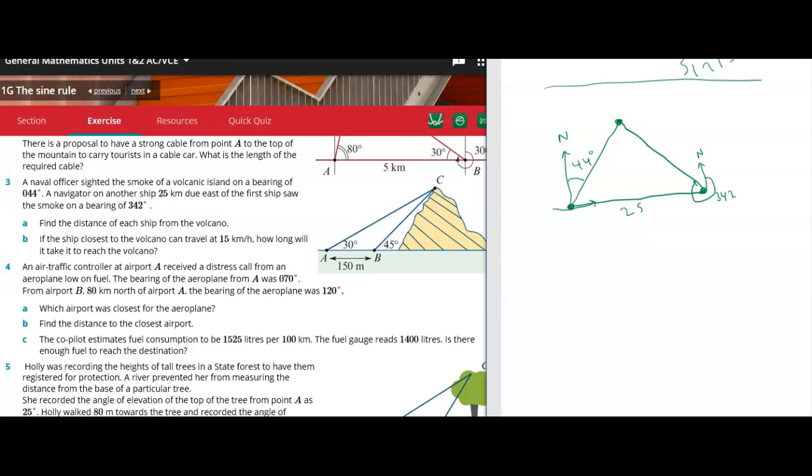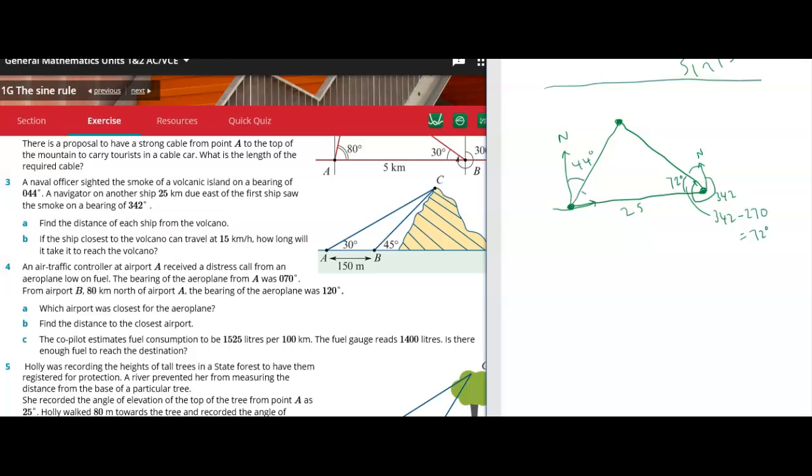This angle here, you could work out, actually, we don't really need to work that out. We can work out this angle here, sorry. Oh, now I know where they got the 30 from. Silly me, I should have worked that out before. So 342, this angle here is going to be 342 minus 270. So if we stopped at west, it would be 270. So that's going to be 72 degrees.